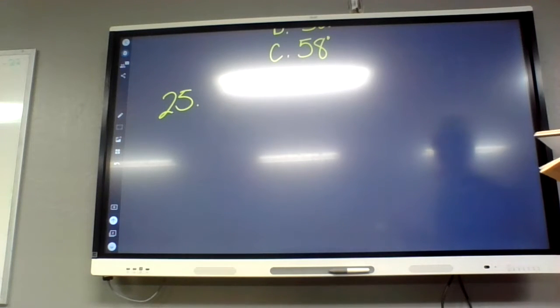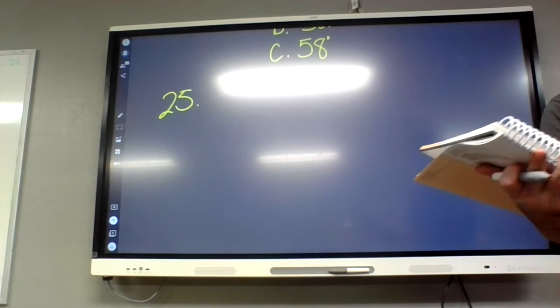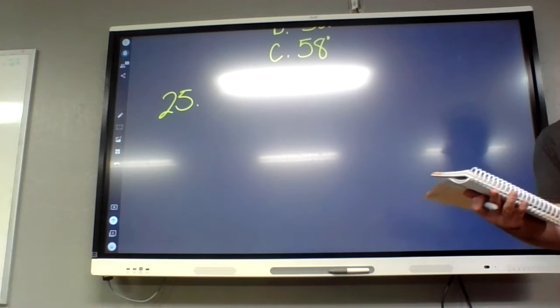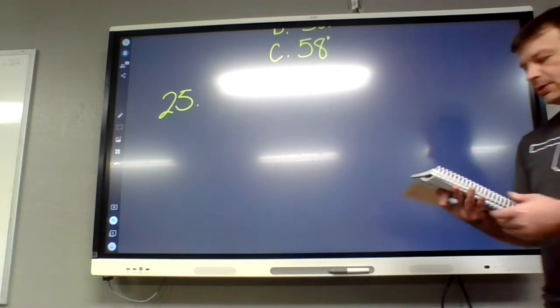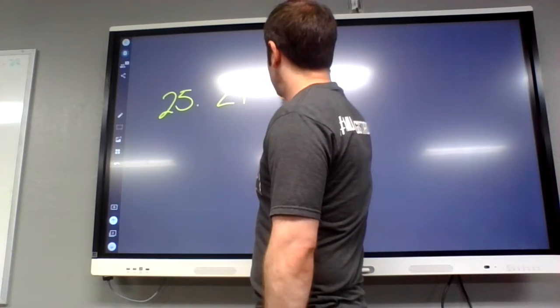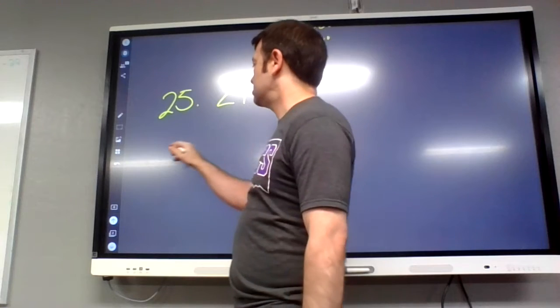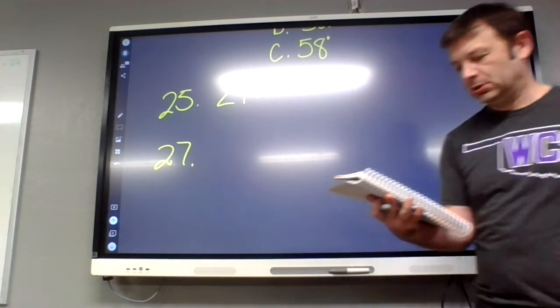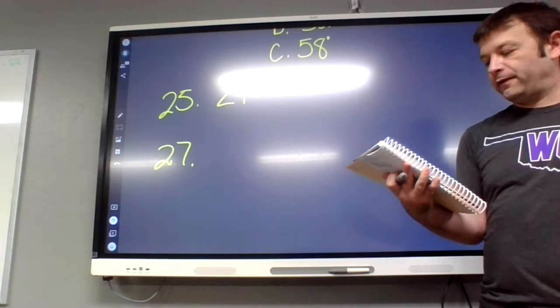If angle 1 is congruent to angle 2, and angle 2 is congruent to angle 3, then what do we know by the transitive property? Alright, angle 1 is congruent to angle 3. We're almost there, people. We're getting close.